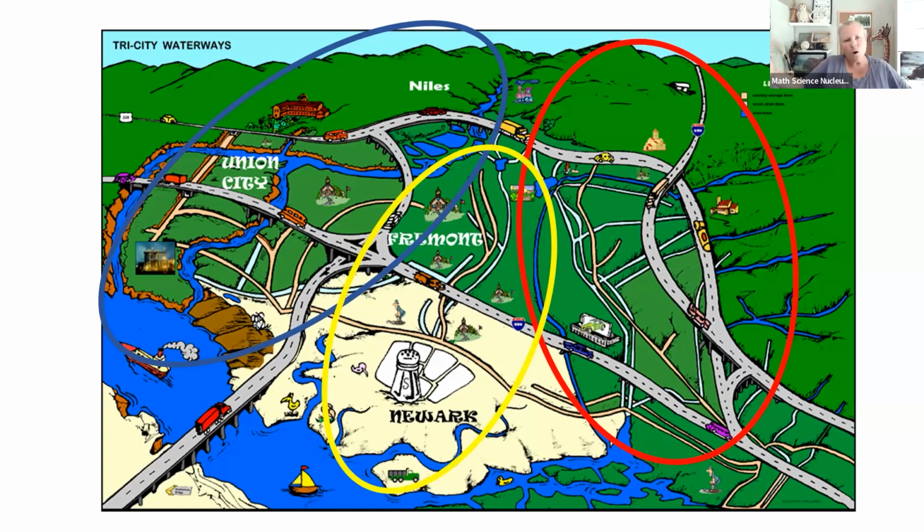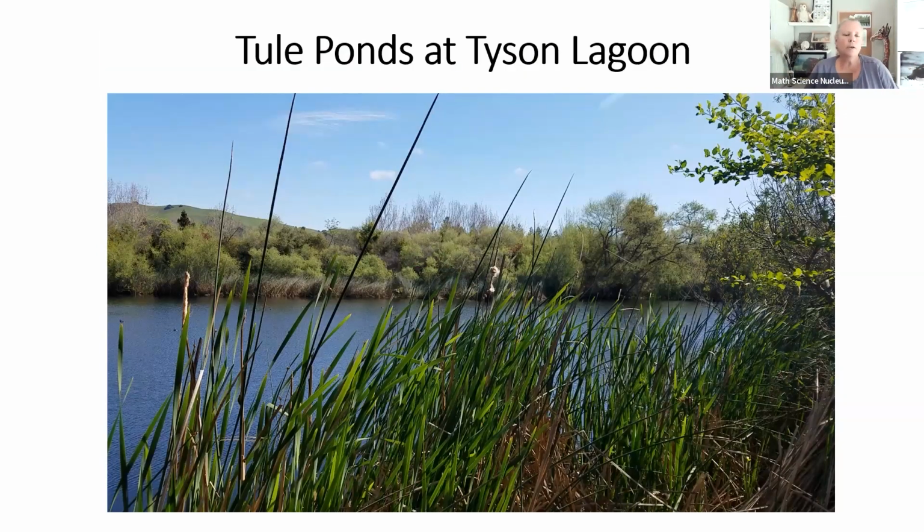Now we want that stormwater to be cleaned before it gets out into the bay. One reason is because this area at Mowry Slough is a pupping area for the harbor seals. Seals out there. So of course we don't want our pollution going all the way out there. All right, so here's a quick little video of Tule Ponds at Tyson's Lagoon.